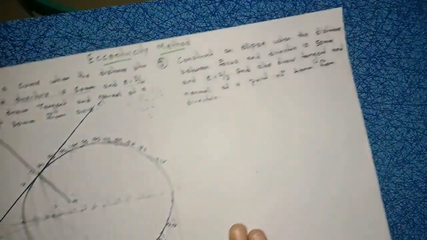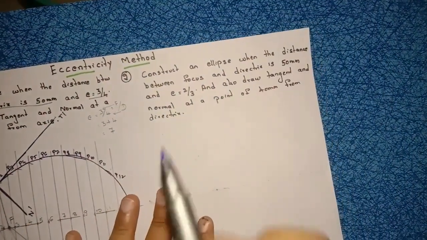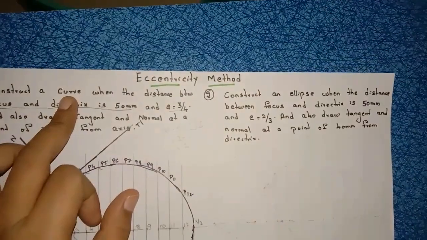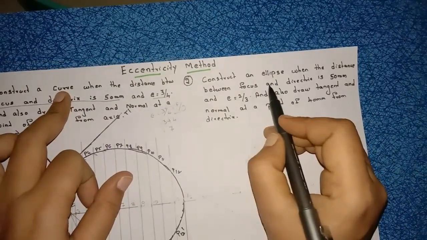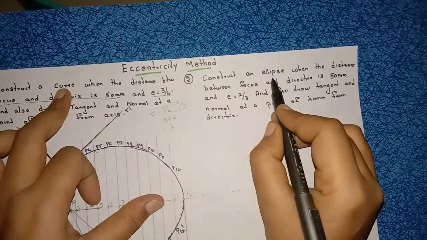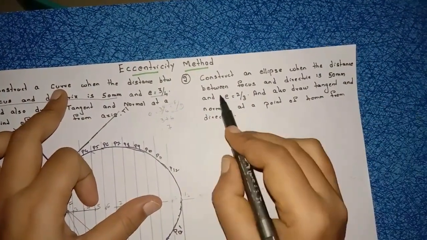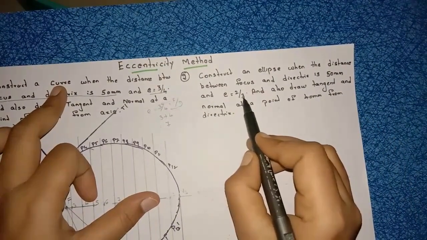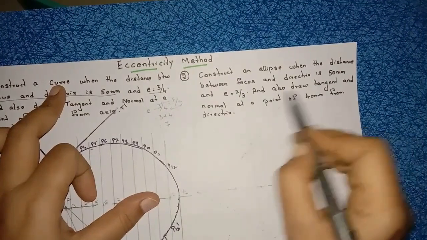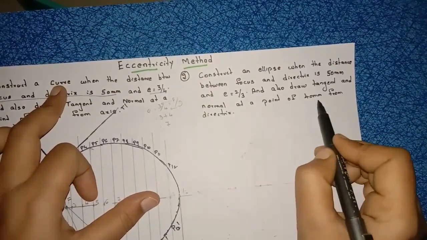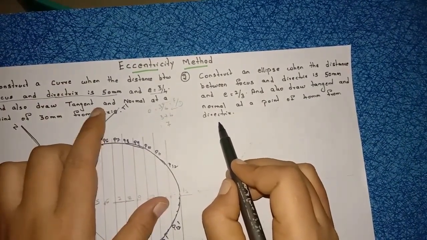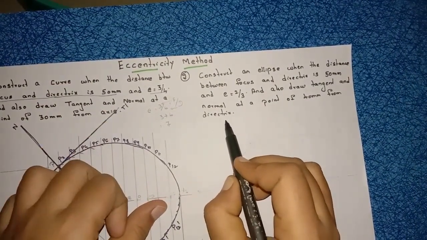So let us see the next one, the second one. Construct an ellipse. See, in the first one I mentioned construct a curve, but here I directly mentioned construct an ellipse when the distance between focus and directrix is 50 mm and E equal to 2/3, and also draw tangent and normal at a point 40 mm from directrix. Here I mentioned from axis, here I mentioned from directrix.